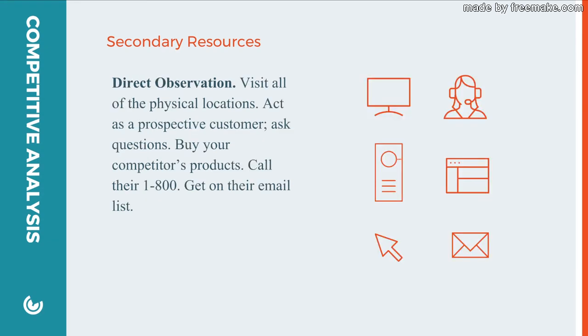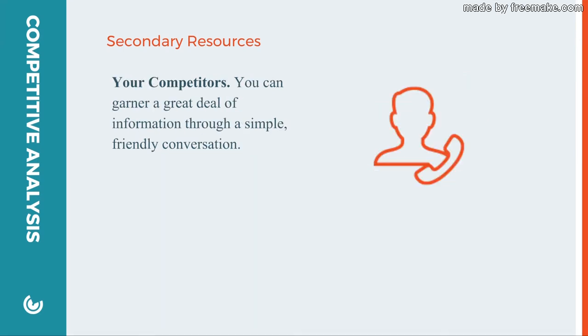Direct observation. Visit all of the physical locations of your competitors in your geographic region. Act as a prospective customer. Ask questions. Buy your competitors' products. Yes, I said it. Call their 1-800 number to see how you compare on customer service. And get on your competitors' email list. Your competitors. I know this sounds weird, but you can garner a great deal of information through a simple, friendly conversation. People love to talk about themselves and share their success stories and concerns with business associates.